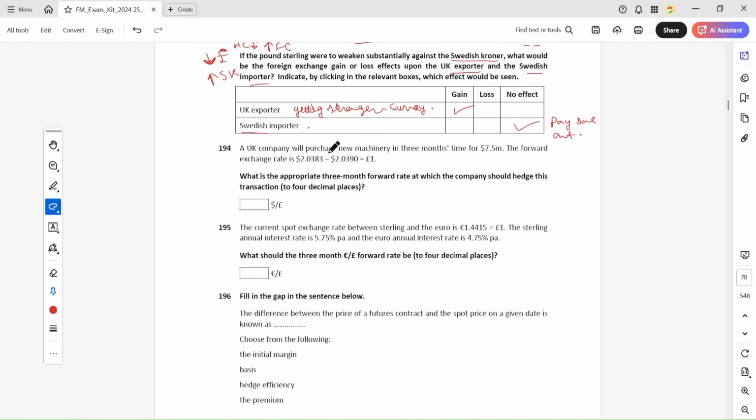A UK company will purchase new machinery in 3 months time at 7.5. The forward exchange rate is this.